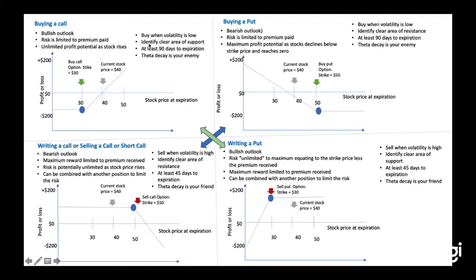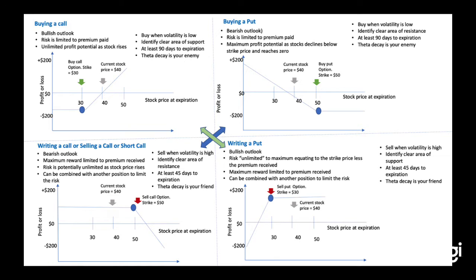Typically you buy when the volatility is low and you have to identify a clear area of support and make sure you have at least 90 days to expiration, mainly because the theta decay or time is your enemy here. That's why you got to give yourself plenty of time.